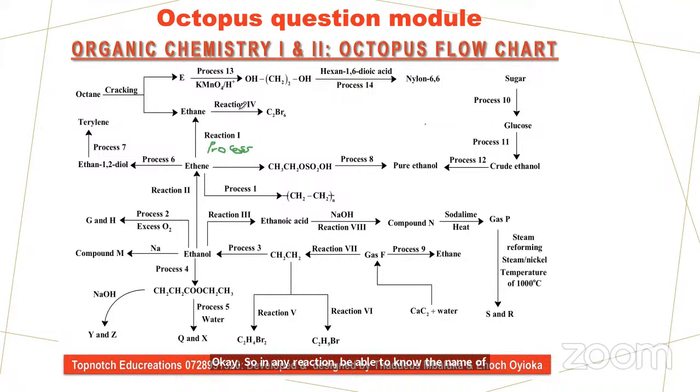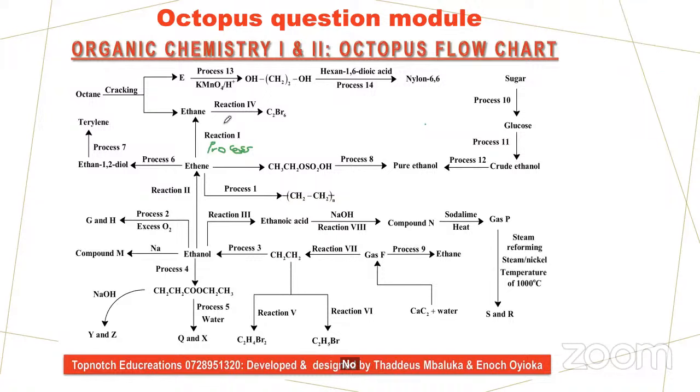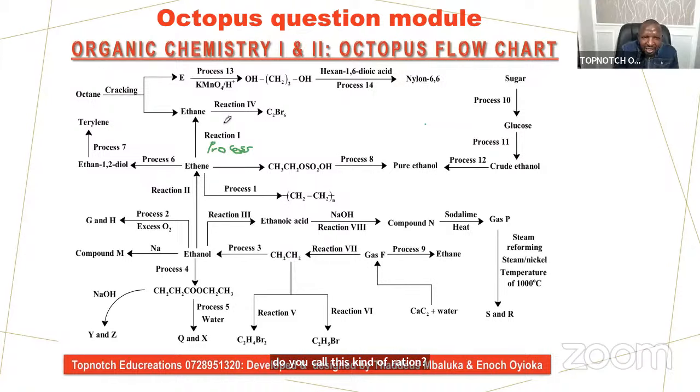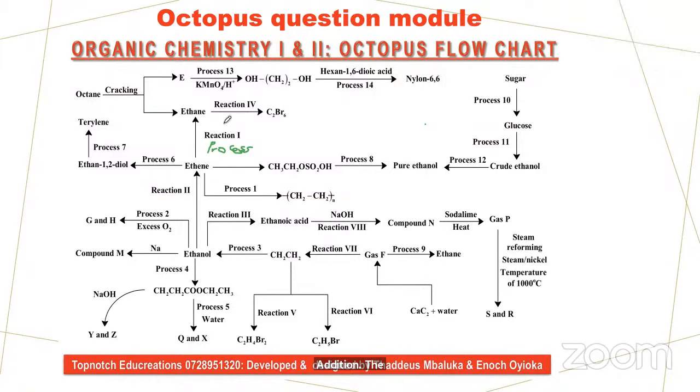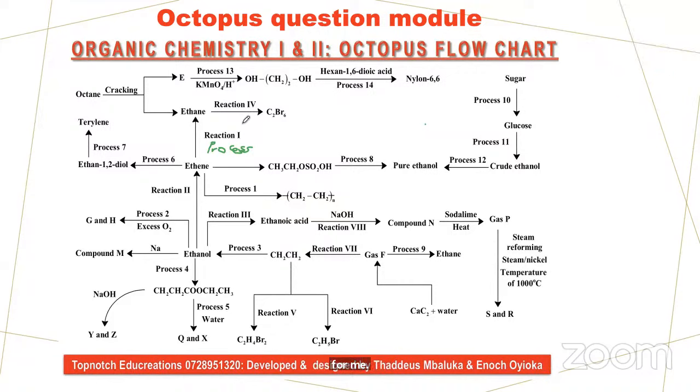So converting to ethane, we go to reaction 4. What do you call this kind of reaction? Substitution reaction. What is the reagent that is needed there? Bromine. Excess bromine, because they have replaced all the hydrogen ions. So there is excess bromine which is used there. The condition is what? UV light. Right. Perfect.